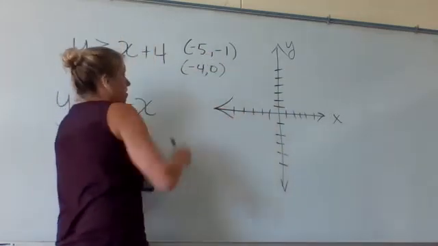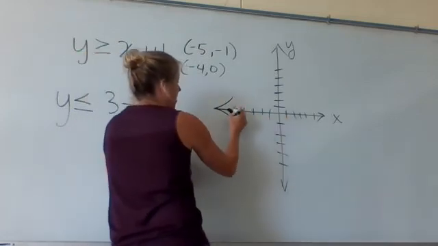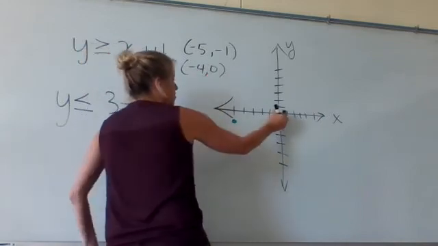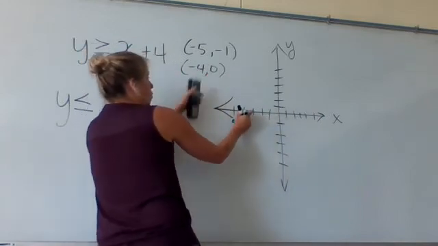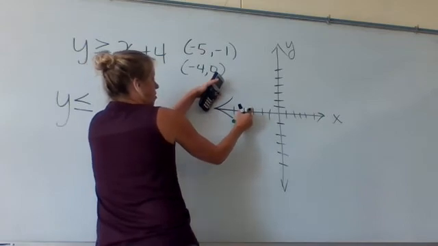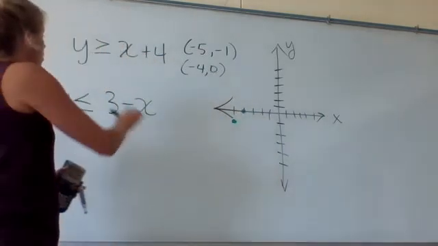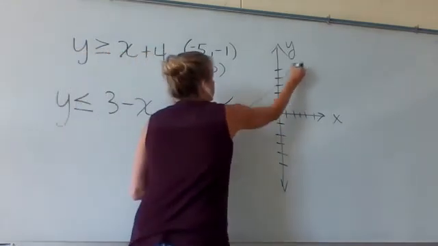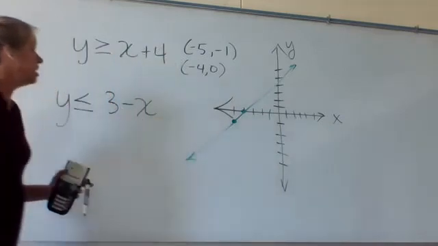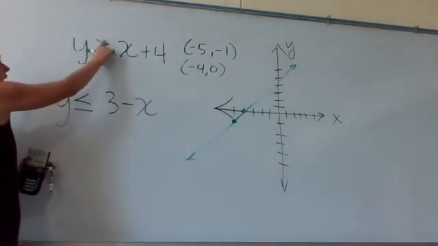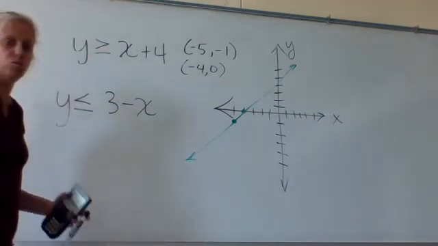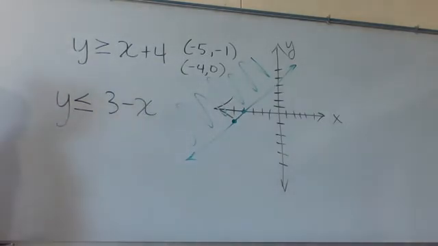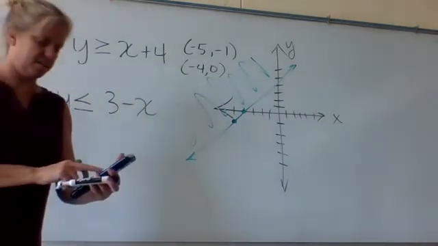So (-5, -1) would mean to go to the left 5 and down 1. (-4, 0) means to go to the left 4 and then up and down 0. So it'll have a solid line since it's got the equal to bar. Now this one wants to know where is y greater than this line. So you would shade above it. So there's the first line with its shading.